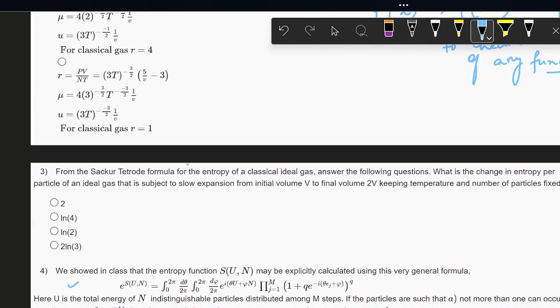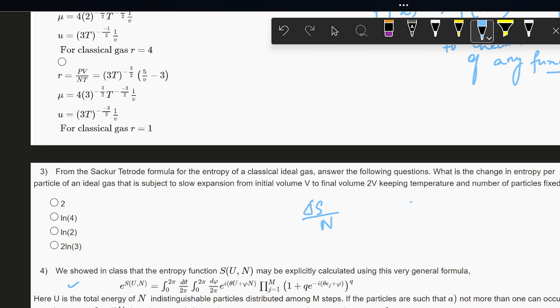Now, let's say the third question is again based on the Sackur-Tetrode formula for the entropy of an ideal classical gas. So if that is the entropy, then answer the following: what is the change in entropy per particle of an ideal gas that is subjected to slow expansion from initial volume V to final volume 2V, keeping temperature and number of particles fixed. That means you have to get the change in entropy, delta S, and not only that, delta S per particle. After you get delta S, you have to divide that by the total number of particles, so that you get entropy change per particle.